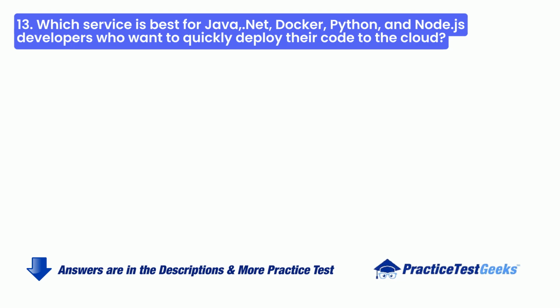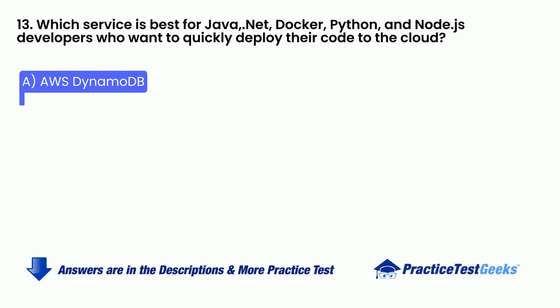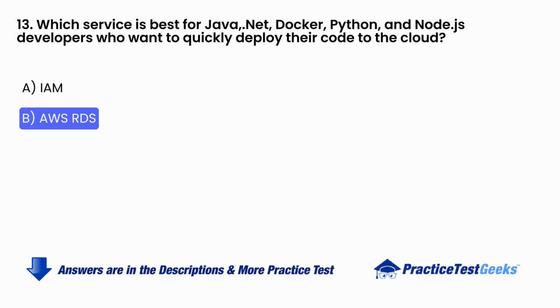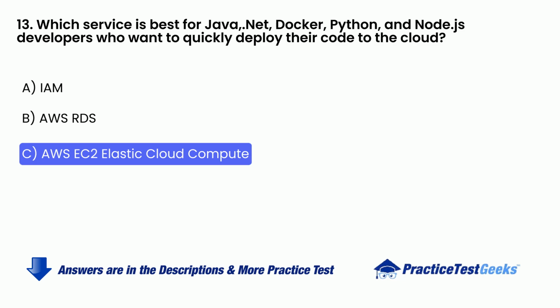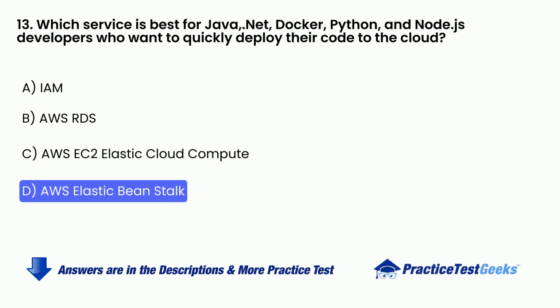Which service is best for Java, .NET, Docker, Python, and Node.js developers who want to quickly deploy their code to the cloud? A. AWS DynamoDB. B. AWS RDS. C. AWS EC2 Elastic Compute Cloud. D. AWS Elastic Beanstalk.